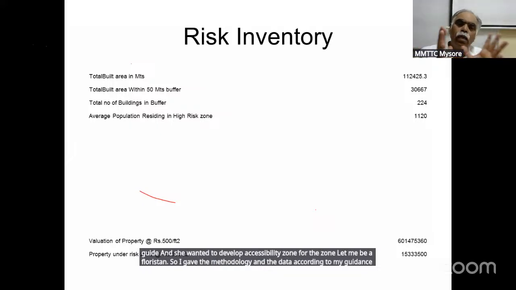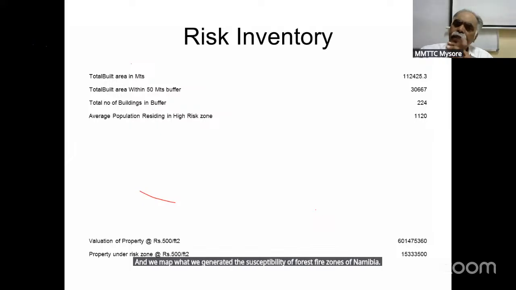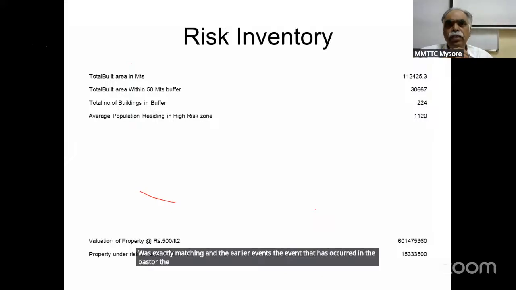And the map we generated, the susceptibility of forest fire zones of Namibia, was exactly matching the earlier events, the forest fire events that have occurred in the past. They exactly correlated with the mapping we had done.